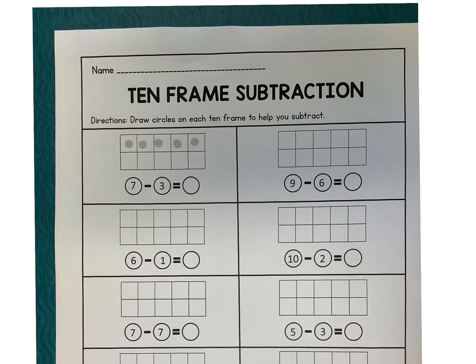So 7 minus 3 is 4. Did you get it? The next one has 9. Take away 6 leaves you with 3. Next one you could do 6 minus 1 equals 5. And then we have 10 minus 2 equals 8.